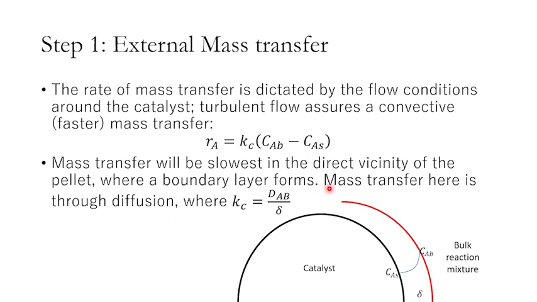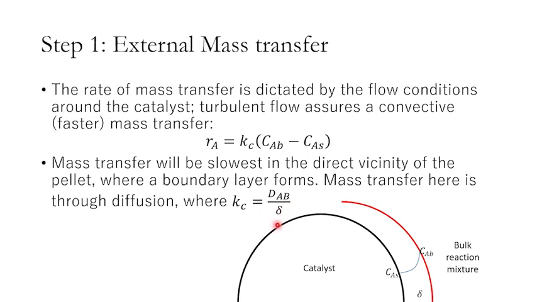So for highly turbulent flows, your boundary layer thickness, which is del in this case, would be very, very thin. And if you have laminar flow, we can expect that the thickness of the boundary layer would also increase. The reason why we normally want turbulent flow around a catalyst is to ensure that the boundary layer thickness is small, such that the mass transfer in the boundary layer is by diffusion, wherein Kc, or the mass transfer coefficient, is equal to the diffusivity DAB divided by the boundary layer thickness del.